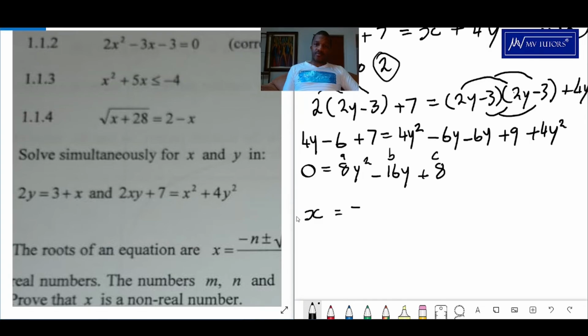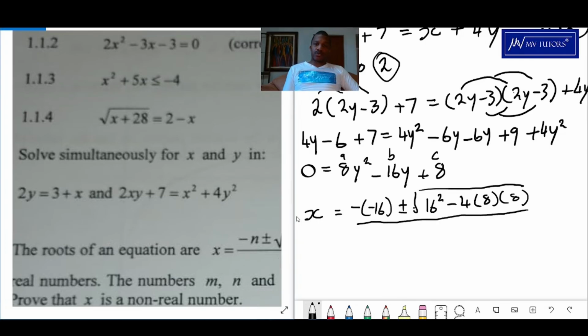So it's minus b, which is -16, plus or minus the square root of b squared. What's b again? It's 16 squared minus 4 times a, which is 8, and then c is another 8. Put that under a square root, divided by 2 times a, which is 8.